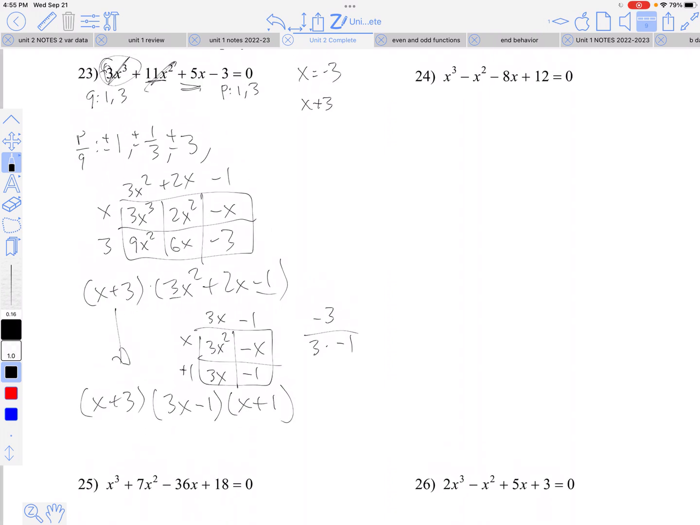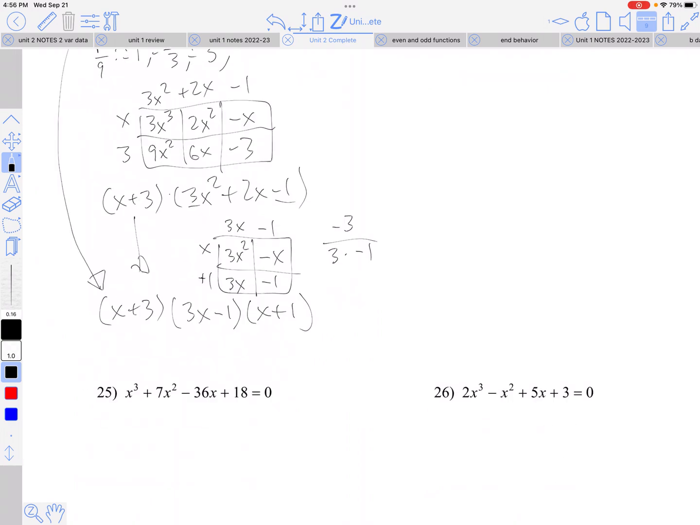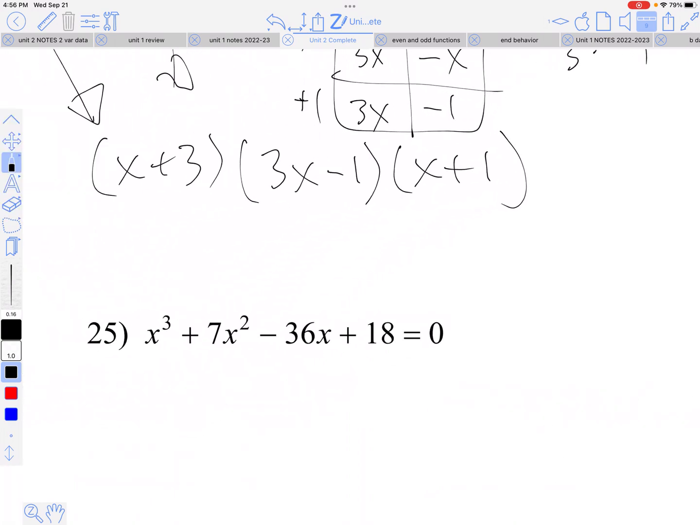So I took what I started with and got it into its 3 factors, because the degree was 3, there's 3 zeros, 3 factors. Now I can use the zero product property and solve.